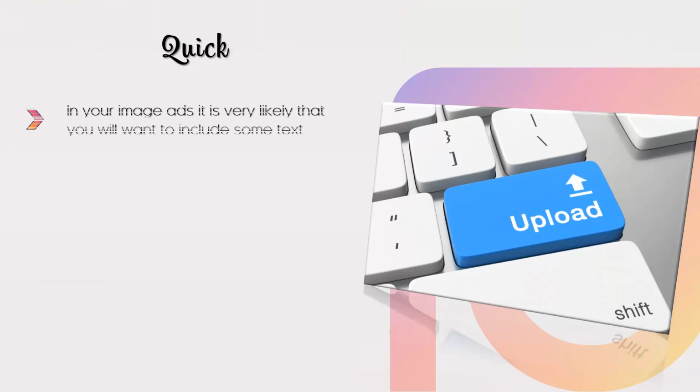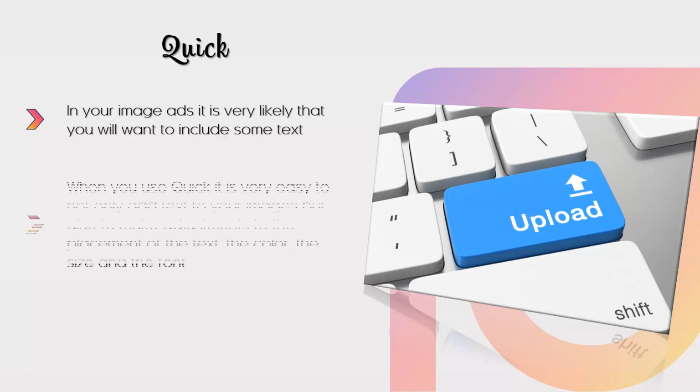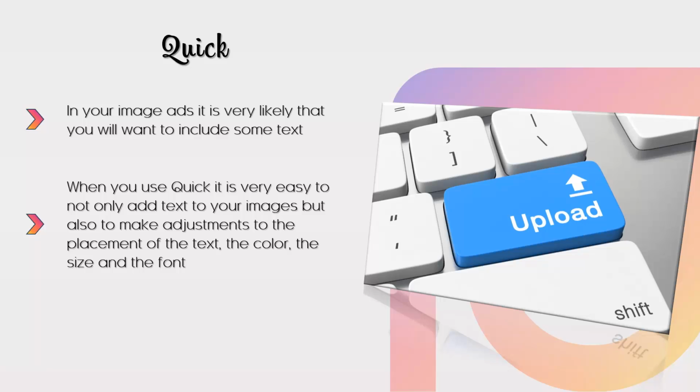Quick. In your image ads, it is very likely that you will want to include some text. This text will be used to persuade the Instagram user to click through your ad. If you are not adept at image editing, then you can do this quickly and easily by using a great little app called Quick. When you use Quick, it is very easy to not only add text to your images, but also to make adjustments to the placement of the text, the color, the size, and the font.